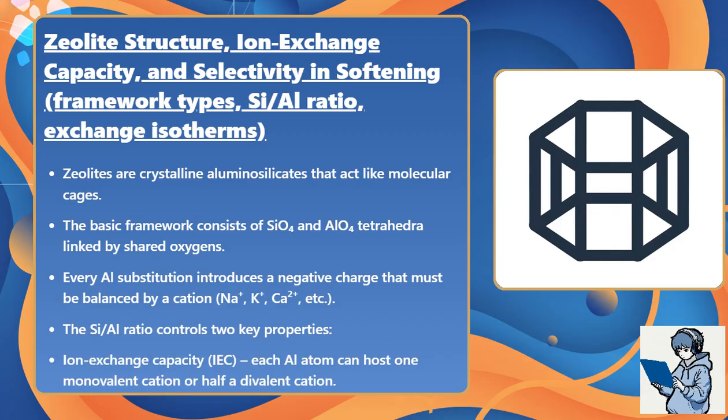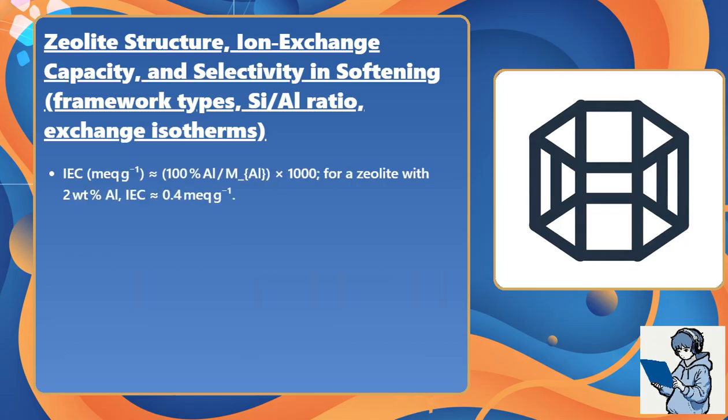Ion exchange capacity, abbreviated IEC. Each aluminum atom can host one monovalent cation or half a divalent cation. IEC in milliequivalents per gram is approximately weight percent aluminum divided by the atomic mass of aluminum times 1000. For a zeolite with 2 weight percent aluminum, IEC is about 0.4 milliequivalents per gram.